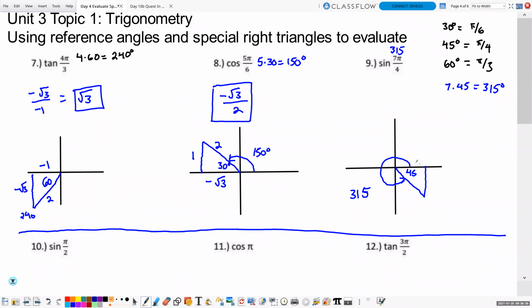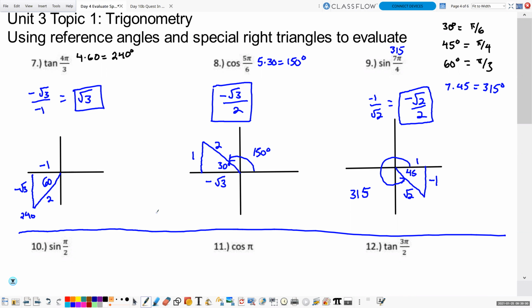-45-degree reference angle. It goes to the right 1, it goes down 1, it has a hypotenuse of √2. The sine is opposite over adjacent. And at this point, anytime you write down -1 over √2, you should know it's just -√2 over 2, because we've done that rationalizing so many times.